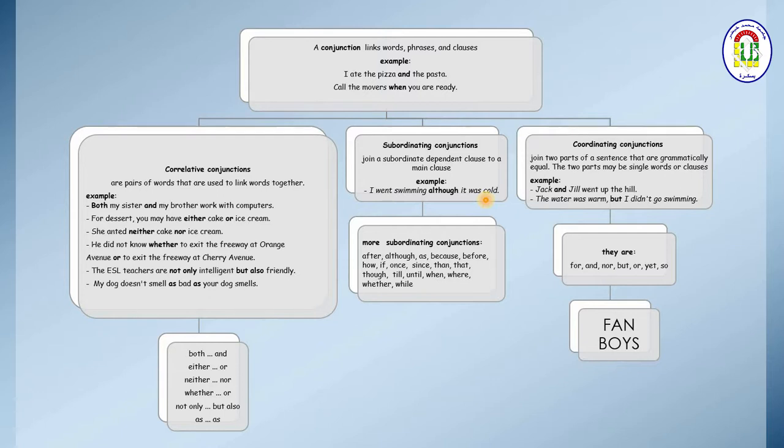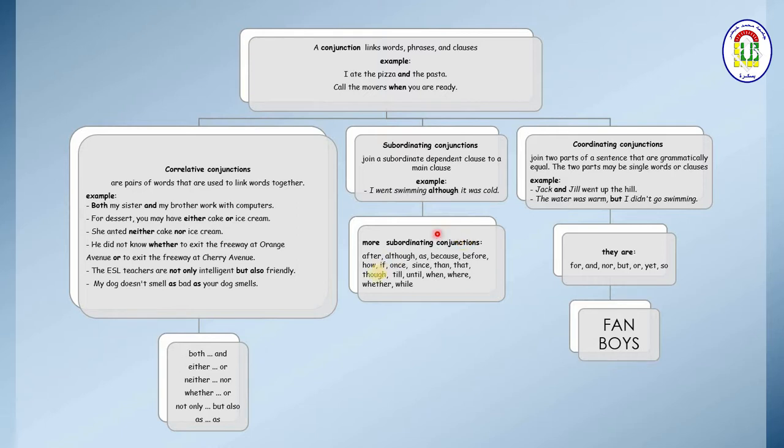So where is the main clause here, my dear students? It is I went swimming. Although it was cold, this is the subordinating clause. And this is what? The main clause. Okay? Let's see more subordinating conjunctions.